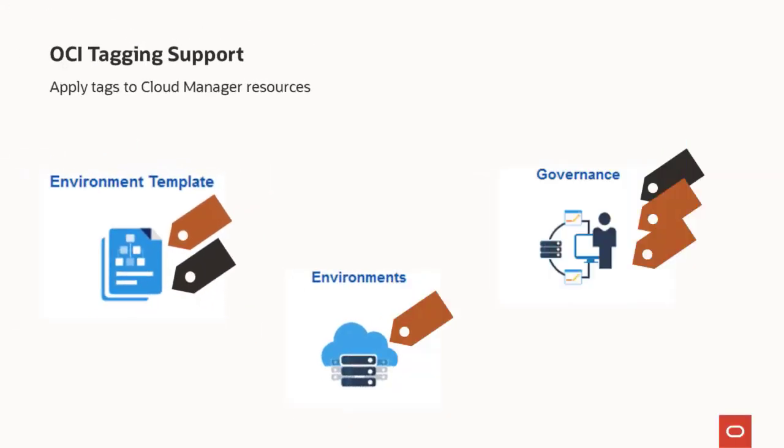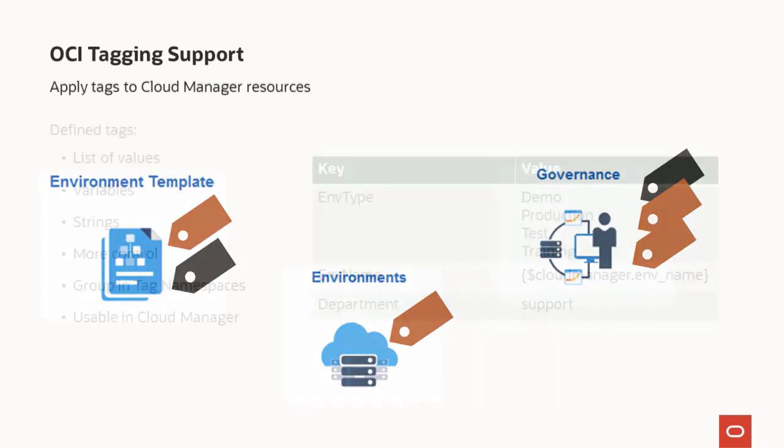Apply OCI tags to resources in Cloud Manager, including templates and provisioned environments, to identify and organize your environments. You can use the tags to help you find and track your environments in OCI. You can also specify tags as criteria when setting up policies for governance, as shown in the following segment.